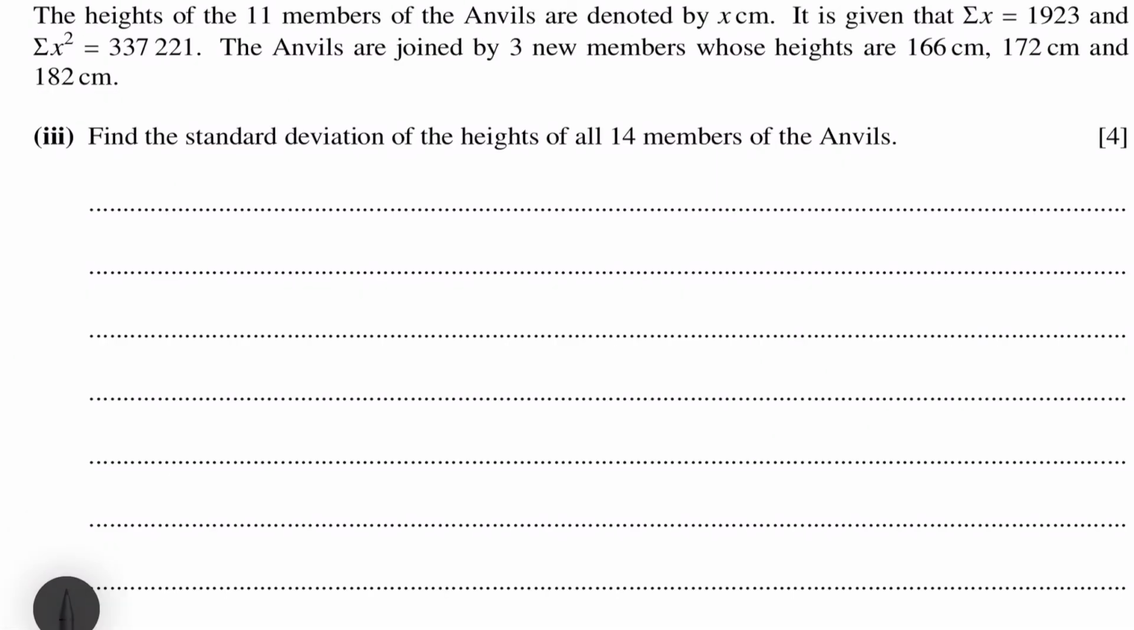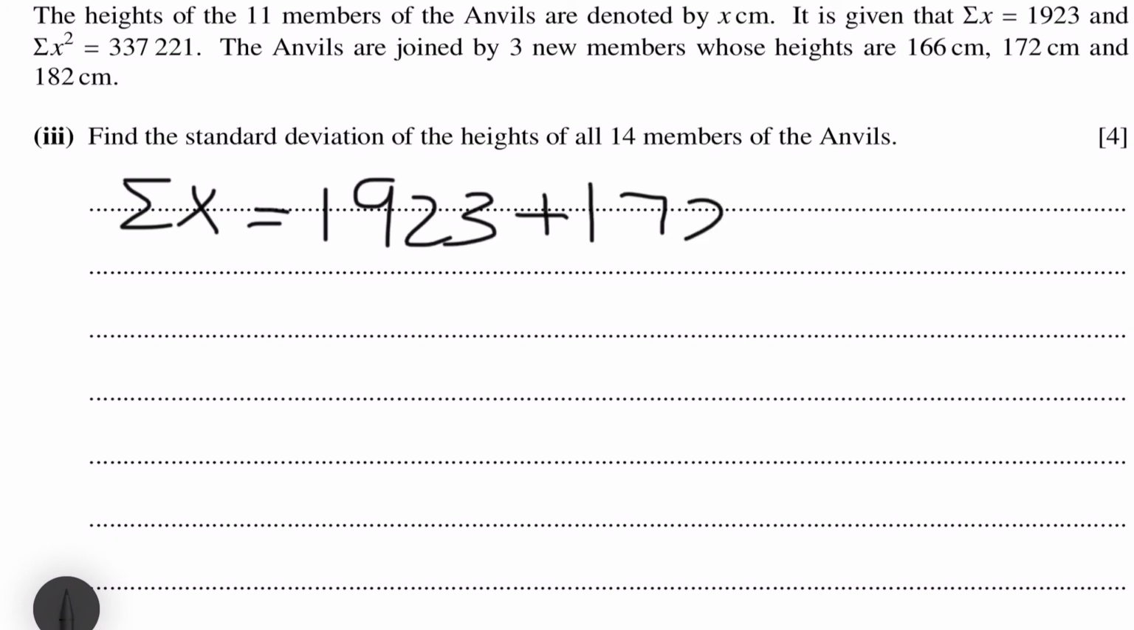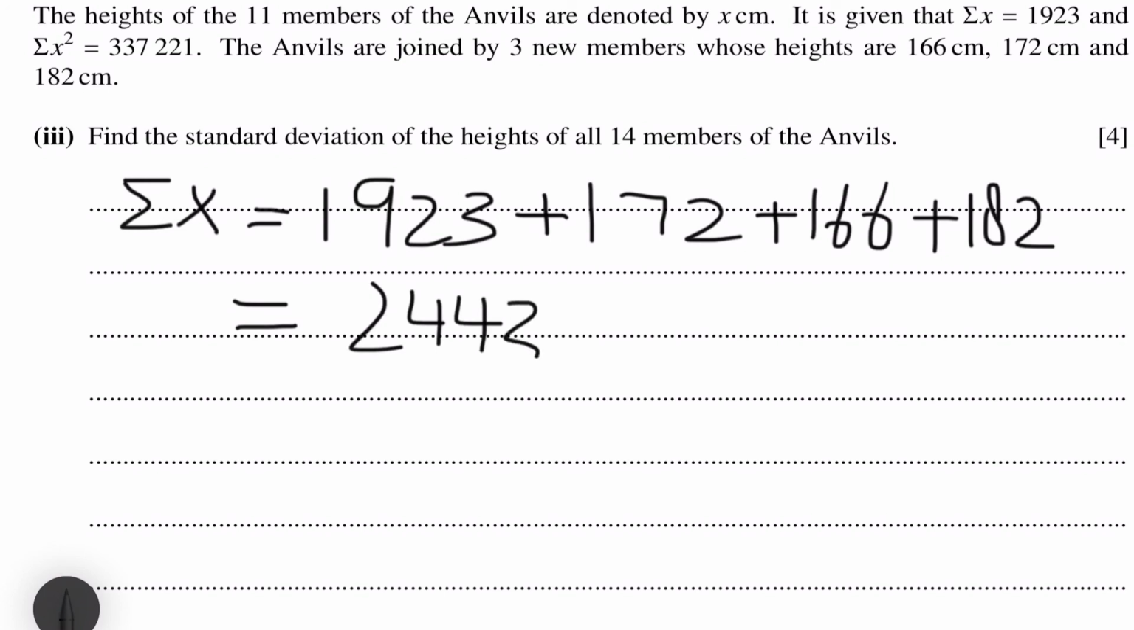The heights of the 11 members of the anvils are denoted by x. It is given that the sum of x is 1923 and the sum of x squared is 337221. The anvils are joined by 3 new members whose heights are 166, 172, and 182. So find the SD of all the 14 members. Now you just need to add the 3 new members' heights to the sum of x. So the new sum of x will be 1,923 plus 172 plus 166 and 182. This will give you 2443.